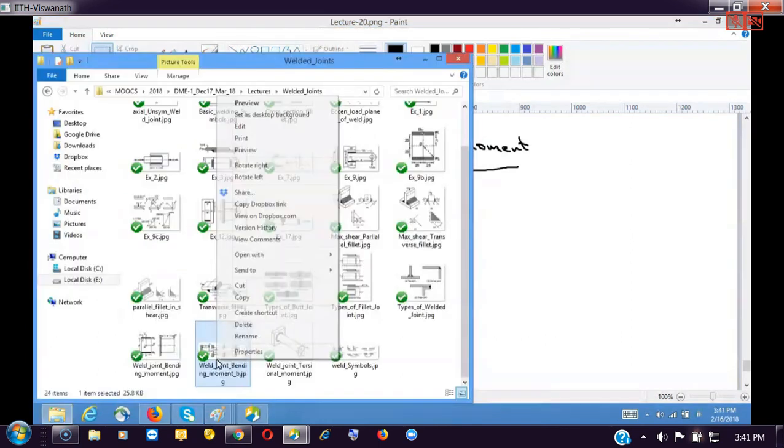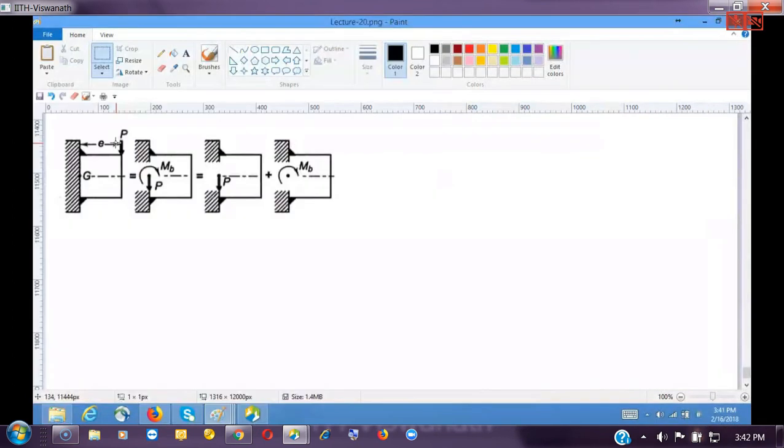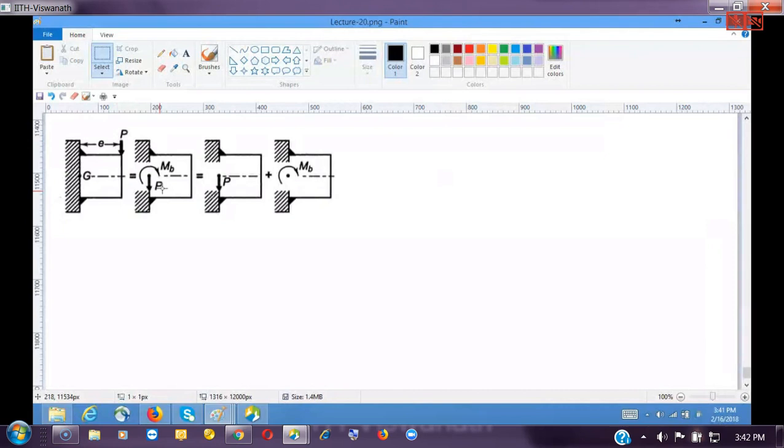So this will give the moment coming from P into E. And again, this net loading is divided into a problem with only P applied and a problem with only M applied. P gives the shear stress, and MB will give us axial loading in this case. And from the axial loading, we have to find out the net resultant shear, and those formulas we will give now.